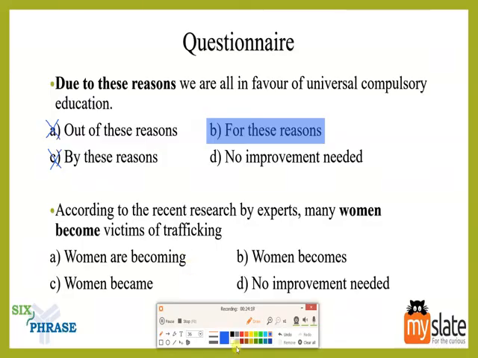let's see. According to the recent research by experts, many women become victims of trafficking. See, women are plural, right? So women are usually plural. So when it is plural, you can directly say women are becoming. Women becomes, no, becomes is possible only when it is singular. Woman becomes, so that is possible. So the whole option which they have given here is an error, right? Women became. Since they are talking about recent here, this is the only example which fits. So therefore that is the answer.